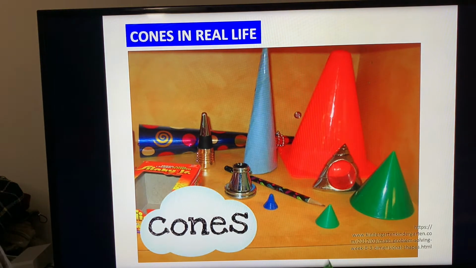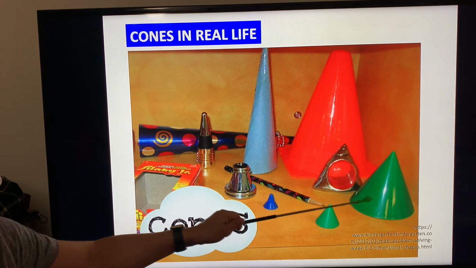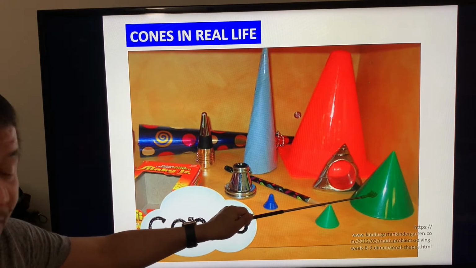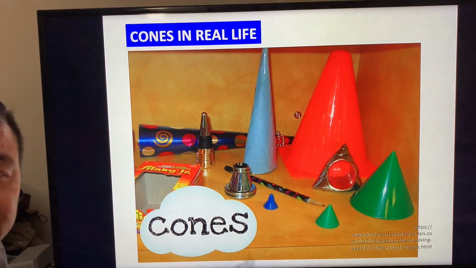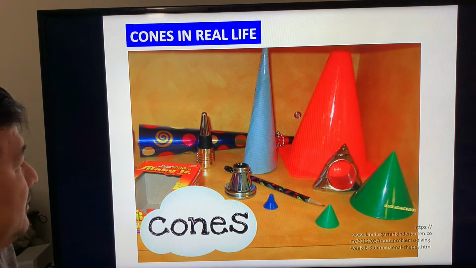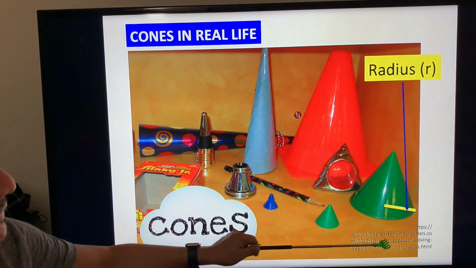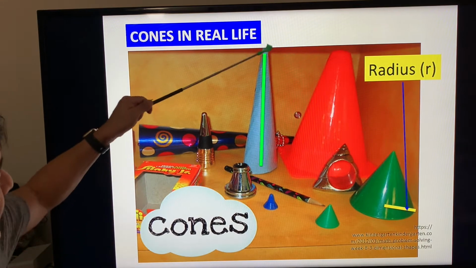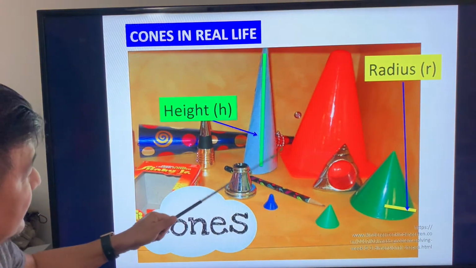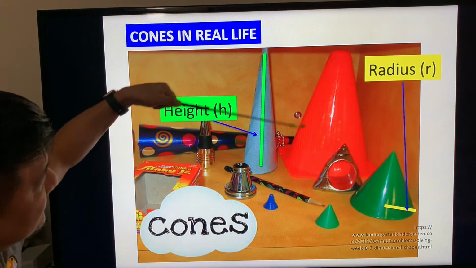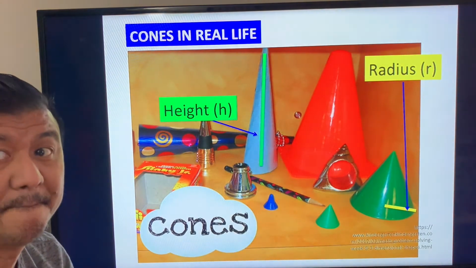These are real-life examples of cones. This is a traffic cone. Some are geometric shapes used in math. Some are things you see around your house or in your classroom. So remember again, in a cone, we will be needing the radius. And we will also be needing the height. The height here, remember, is the perpendicular height, not the slanted height. It should be perpendicular, 90 degrees from the base.